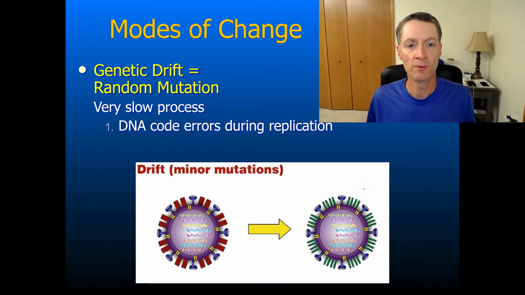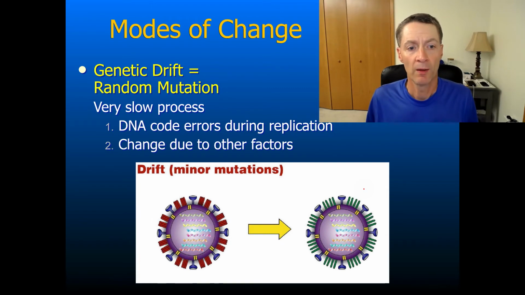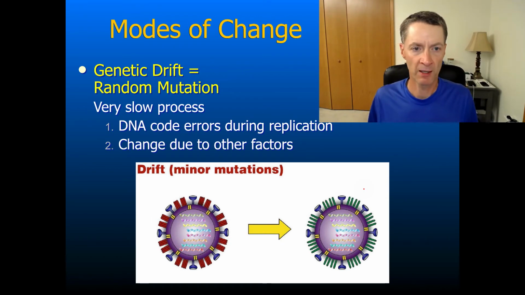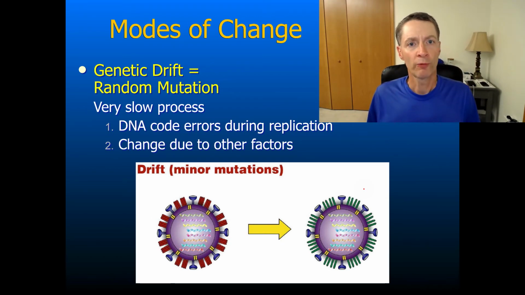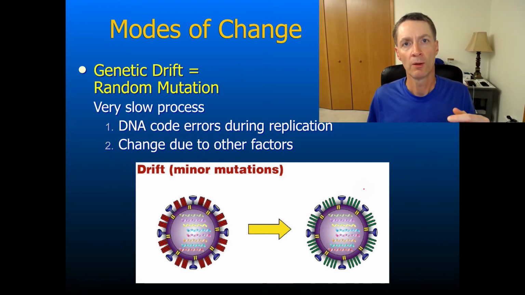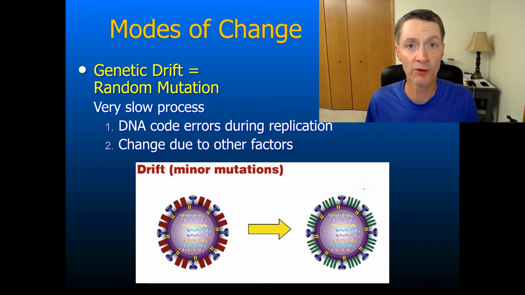These DNA code errors can happen because during replication the DNA polymerase makes errors, or the change is due to other factors. You could have chemical mutagens or radiation, any variety of things. So if we're talking about antigenic variation being a problem for the human immune system, it absolutely is, but most of the time genetic drift is not going to be the main driver of that, though it is one.